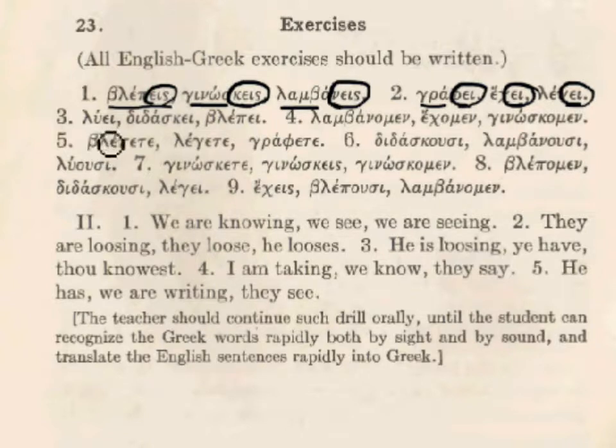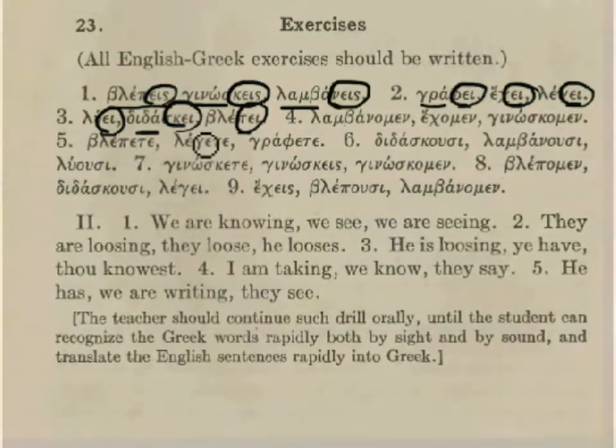Now we come down here: luo, "he looses," didaske, "he teaches," and finally blepe, "he sees." So you can see it's pretty straightforward. You look at the ending to determine the person and number of the verb, and then you simply look at the verb, and whatever the meaning is, you use to generate the particular form that we're dealing with.